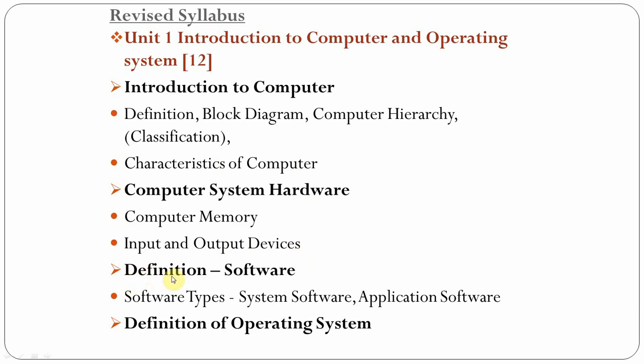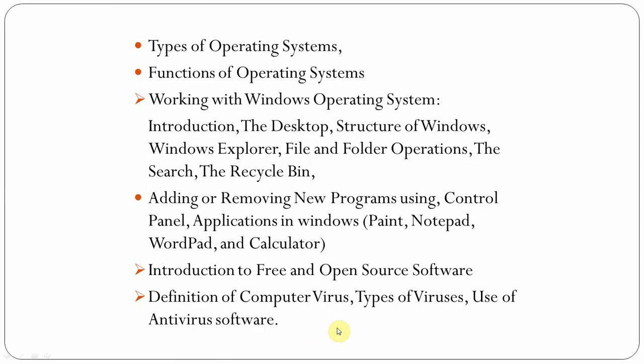Next point, definition of software. There are two types of software. First is the system software, second is the application software. Next, definition of operating system. Next point, types of operating system, functions of operating system.